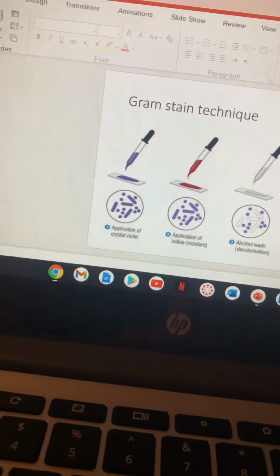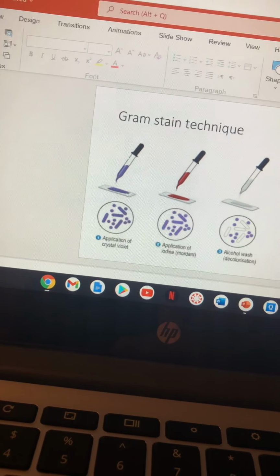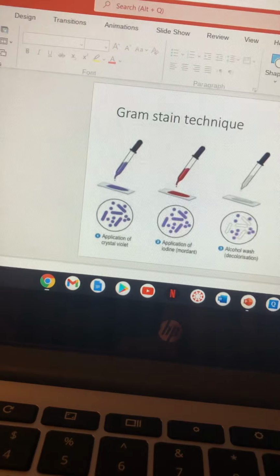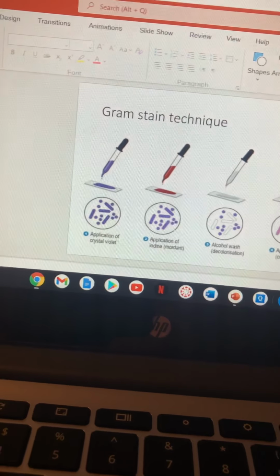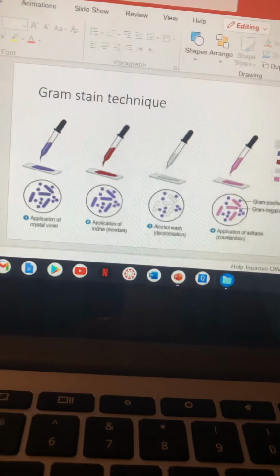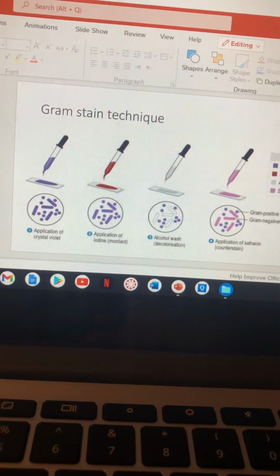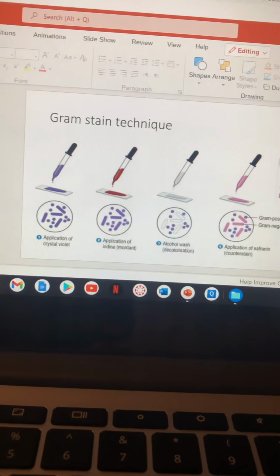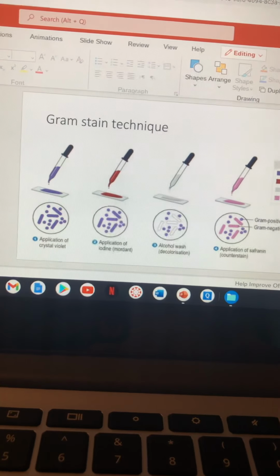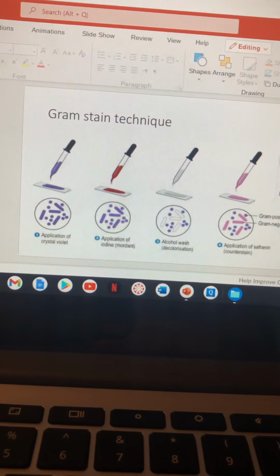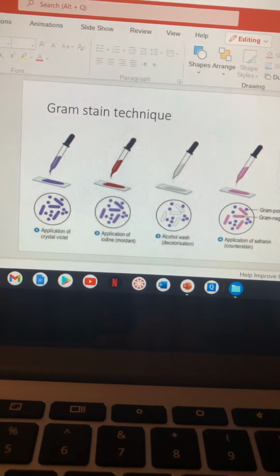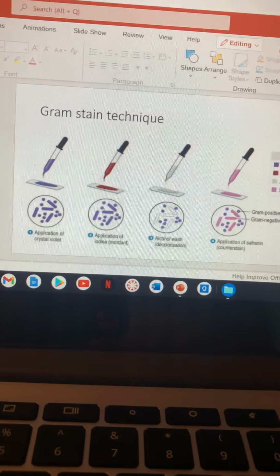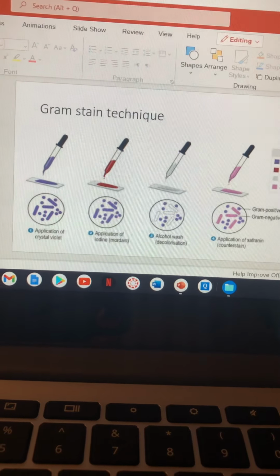The first one is the crystal violet step. So crystal violet is your first stain. You add this to your heat fixed smear, and then your second step is the application of the iodine. Iodine is added to form a crystal violet iodine complex. This is also known as the CVI complex. Iodine acts as a mordant so that the dye cannot be removed easily.